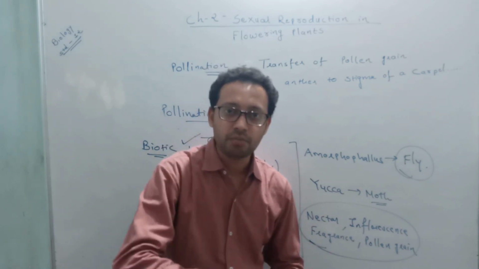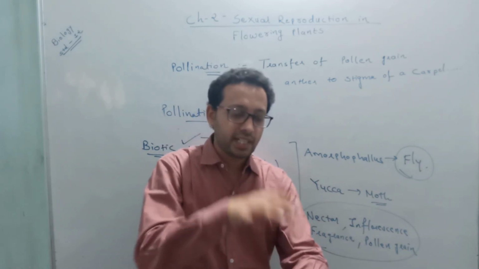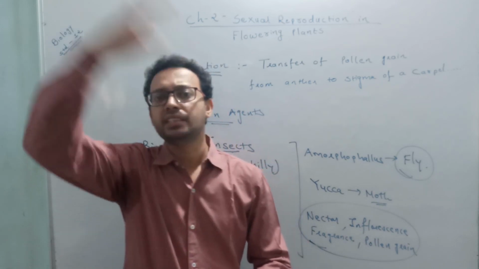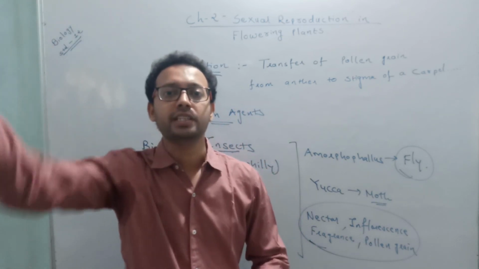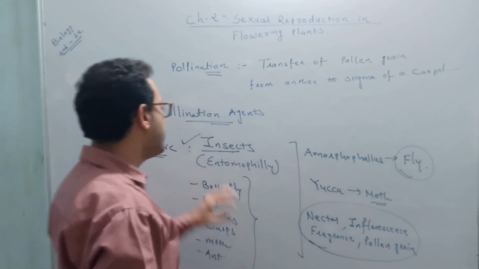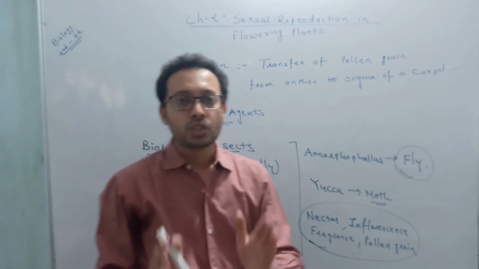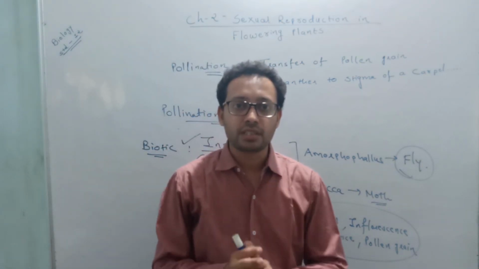But when they visit the flower, the pollen grain attaches to the surface of the insect, and then they visit the other flower, and thus the pollen grain is transferred. So this is pollination with the help of insects, what we call entomophily. So these are the pollination agents.